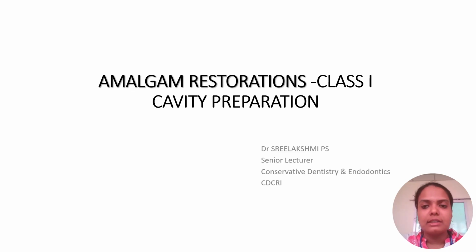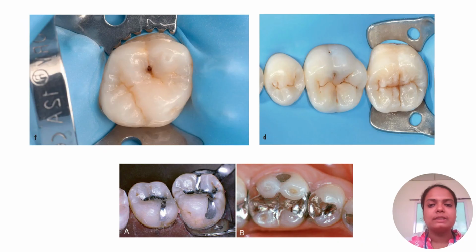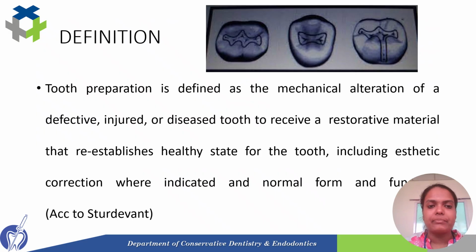I'll be discussing in detail the various steps of class 1 cavity preparations. To begin with, what is a class 1 cavity? According to G.V. Black, a class 1 cavity includes the occlusal surface, buccal and lingual pits of the posterior teeth and the lingual surfaces of the anterior teeth. So this is an example of the various class 1 cavities according to G.V. Black.